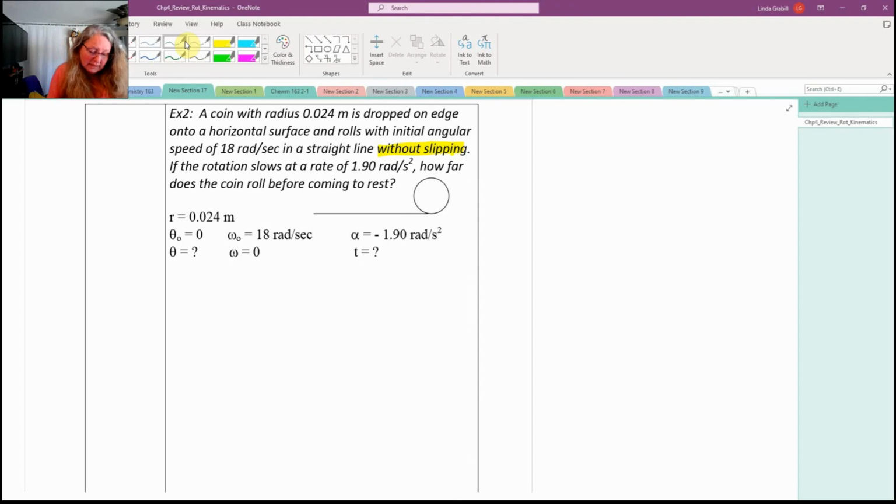So again, I made my list. Here I went ahead and defined alpha as being negative.